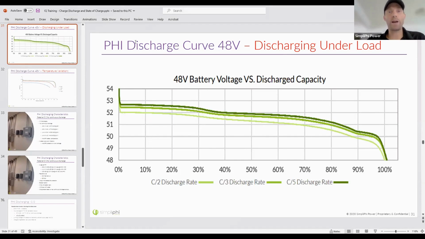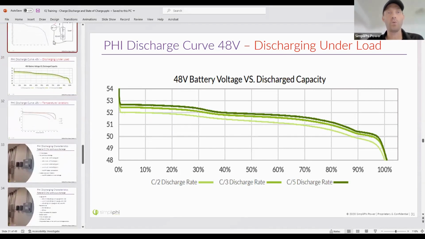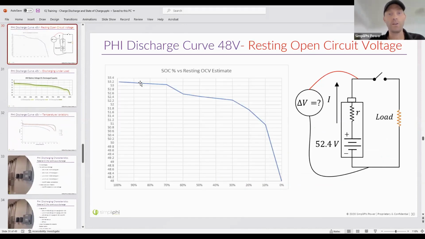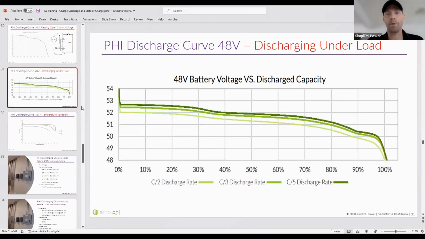When you're discharging a battery, so when you're in a discharge cycle, you're under load, the actual voltage is going to be lower than what it would be in a resting condition. I just showed you in the previous screen what a resting battery voltage looks like. Notice that at 70% state of charge, we're still above 53 volts. Well, look at what it looks like if we're discharging this battery at a slow rate, a C/5 discharge rate. At a C/5 discharge rate, when we're down at 60% state of charge, we've discharged by 40%, we're actually down to 52 volts.